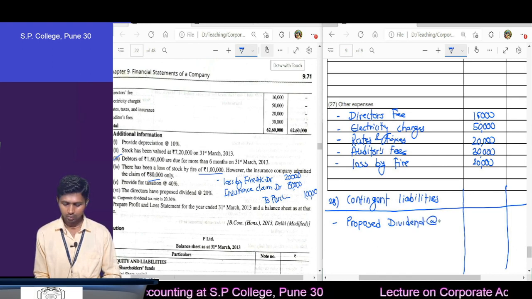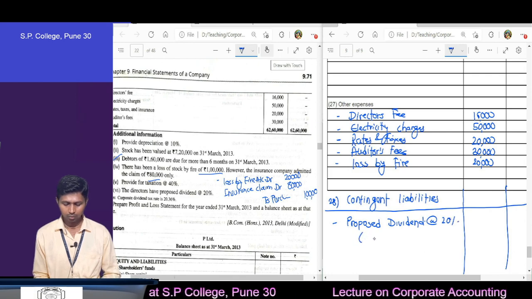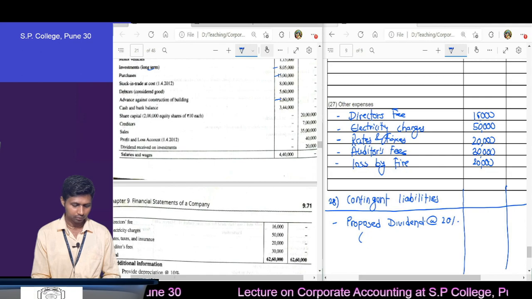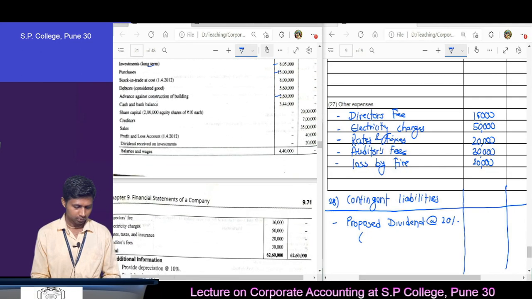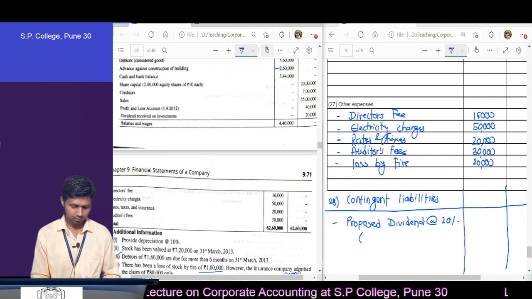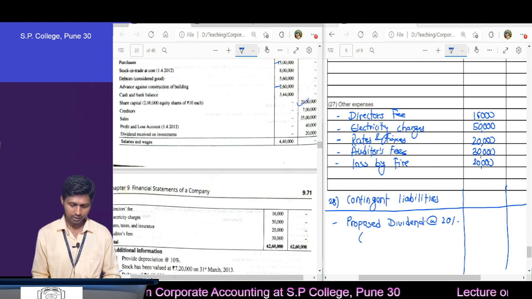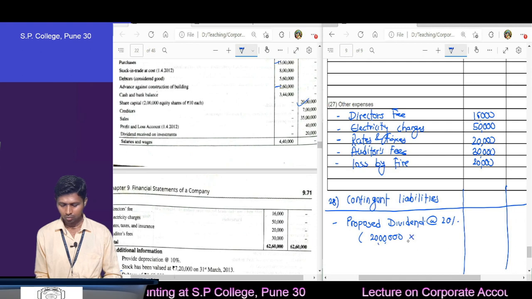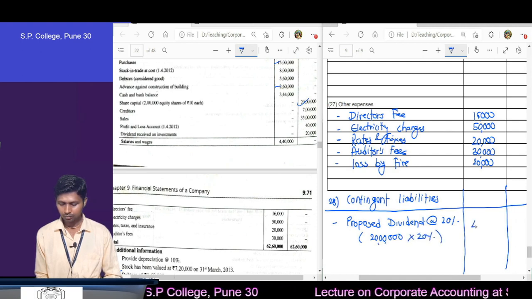dividend at 20%. That means what? 20% of the capital amount. You will get the capital amount here. Where is that capital amount? Share capital, 20 lakhs rupees. 20 lakhs into 20%, that is 4 lakhs.